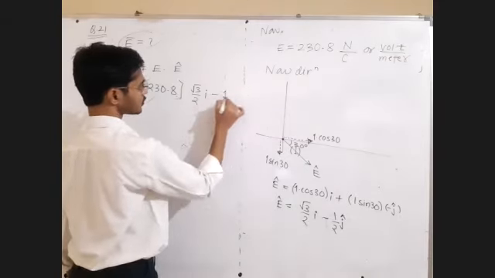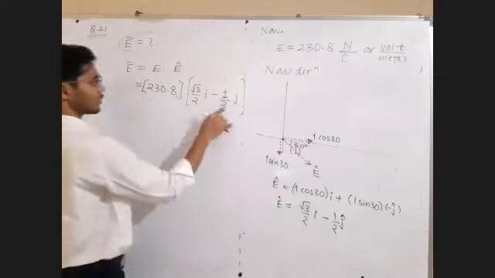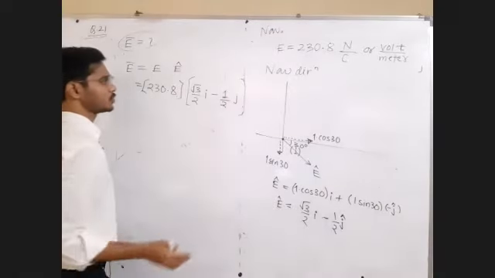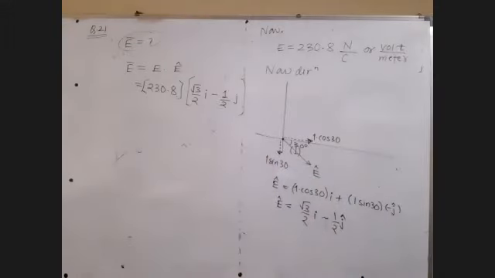Fine. Of course you can take these two outside, or you can multiply this 230.8 inside. That is up to you according to the options. Reply me in the chat box.